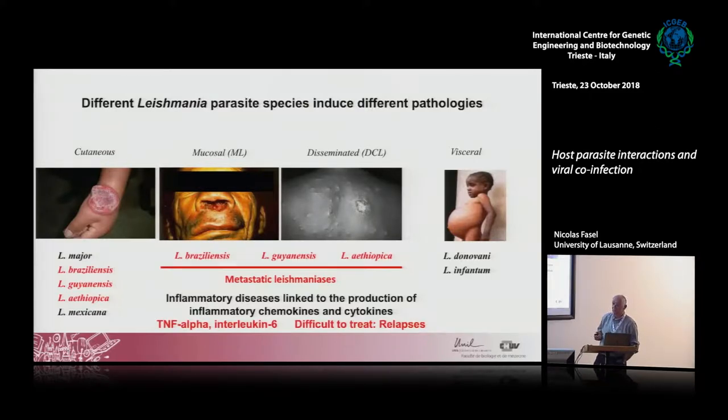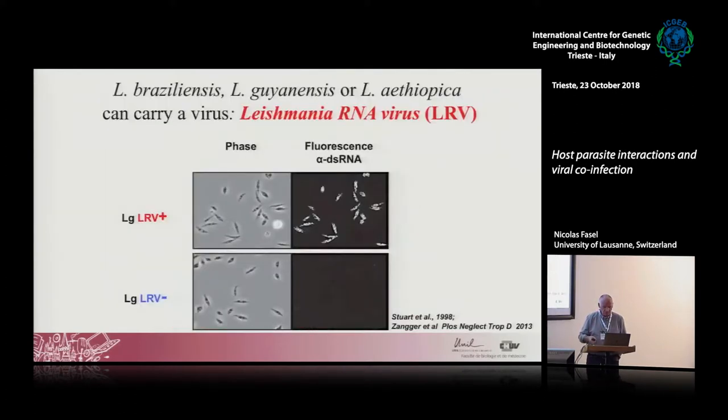We started to use the term metastatic leishmaniasis, saying that you have first the first lesion due to this parasite, and then you have dissemination of the infection like a metastasis, in fact, like in cancer. This type of leishmaniasis is like an inflammatory disease. There is production of high amounts of inflammatory cytokines and chemokines, and they are difficult to treat. There are a lot of relapses in this kind of leishmaniasis. Some years ago, we found out that these parasites, like Brazilensis, Guayanensis, and Ethiopica, can carry a virus.